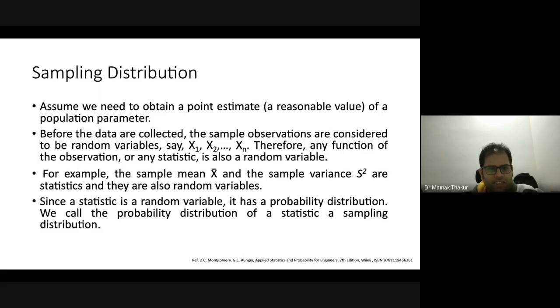Since a statistic is a random variable, it has some probability distribution. We have talked about probability distribution now. Now a statistic, that means sample mean, let's say, has its probability distribution. We call this probability distribution of a statistic the sampling distribution. Sampling distribution of a statistic, or sampling distribution of the sample mean.